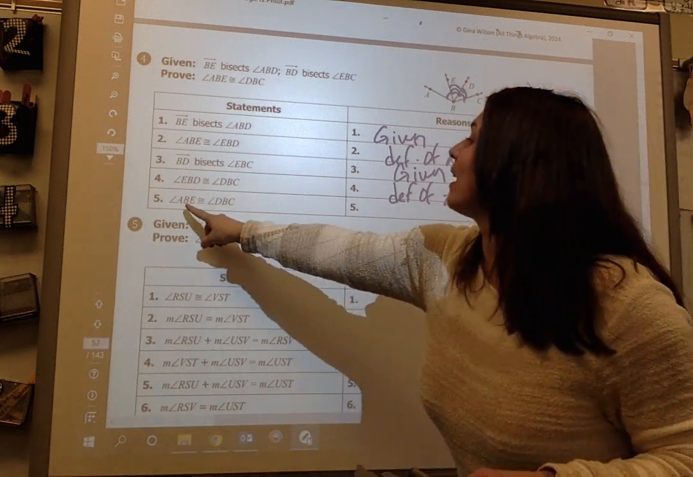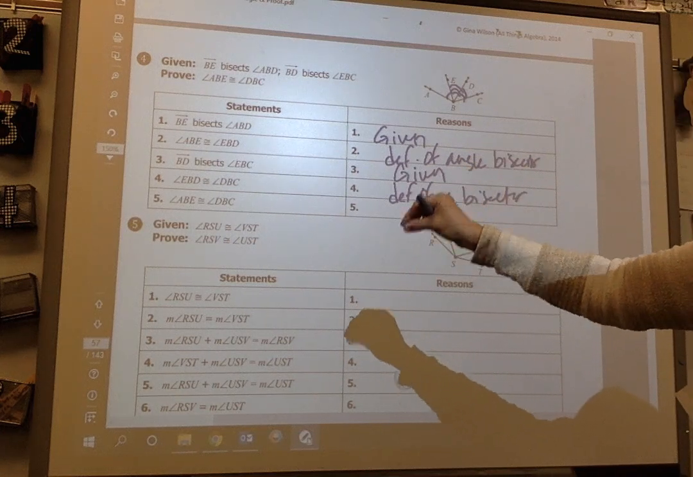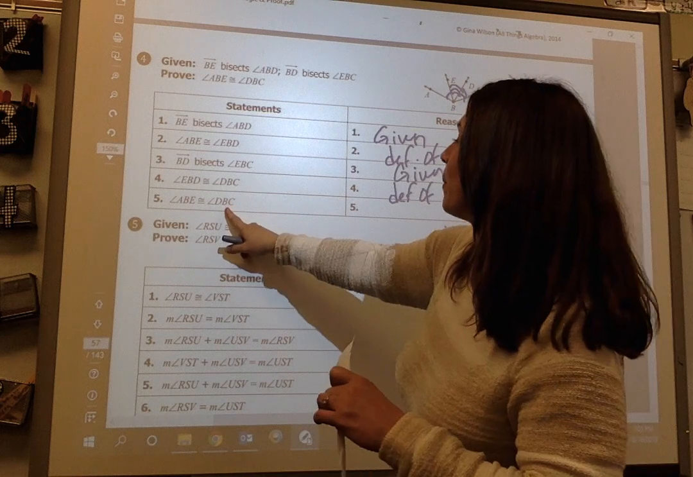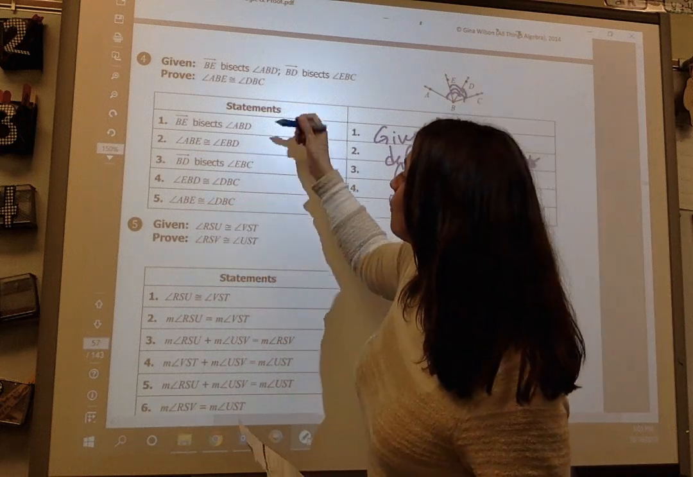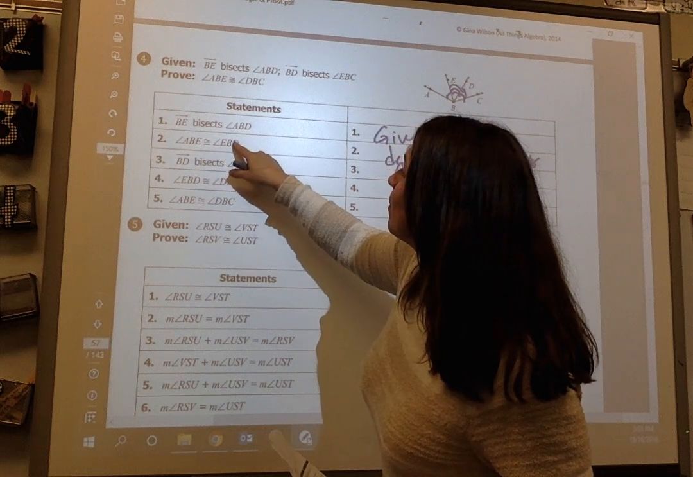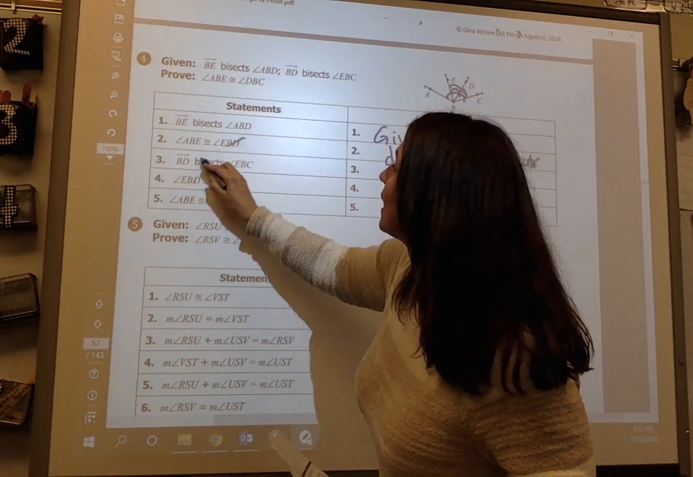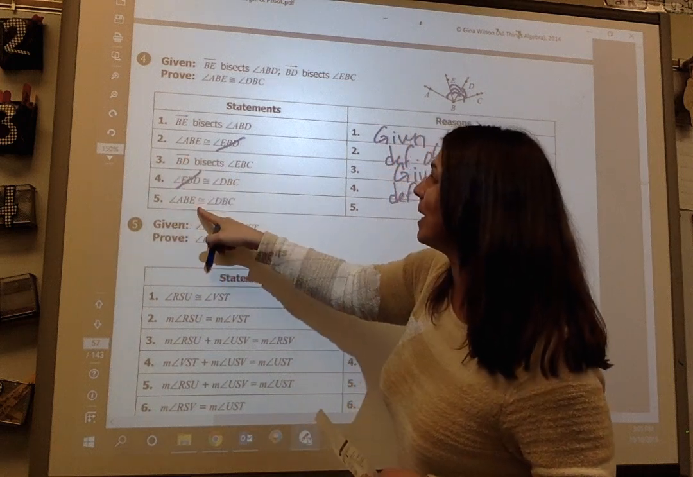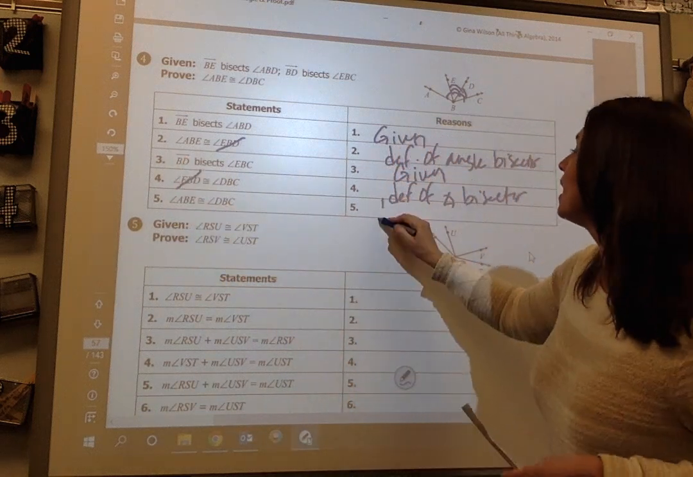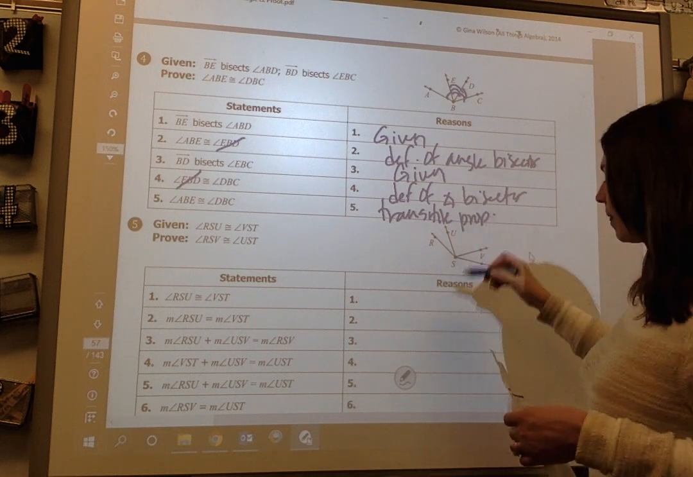And now we're getting that angle ABE is congruent to angle DBC, and that's the transitive property here. So remember that transitive property. If you look back here, here's angle ABE congruent to angle EBD. Angle EBD is congruent to angle DBC, and now we're taking out that middleman and saying that angle ABE is congruent to angle DBC. That's that transitive property.